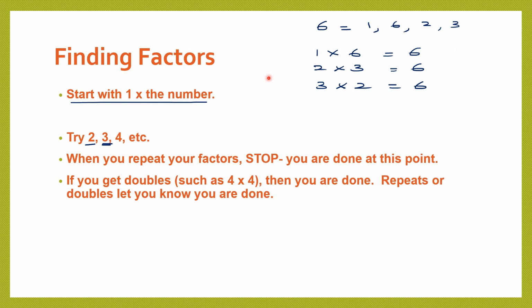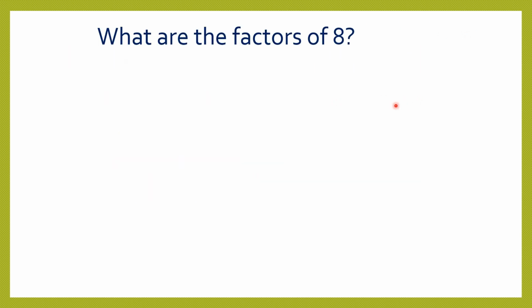So how did we find the factors of 6 here? We started with 1. 1 into what will give us 6? Then we went to 2. 2 into what will give us 6? Then we went to 3. 3 into what will give us 6? We stopped here. Why did we stop? Because repetition has come. When you repeat, that means you have finished finding all your factors. So when we write it down, 1, 6, 2 and 3 are the factors of 6.